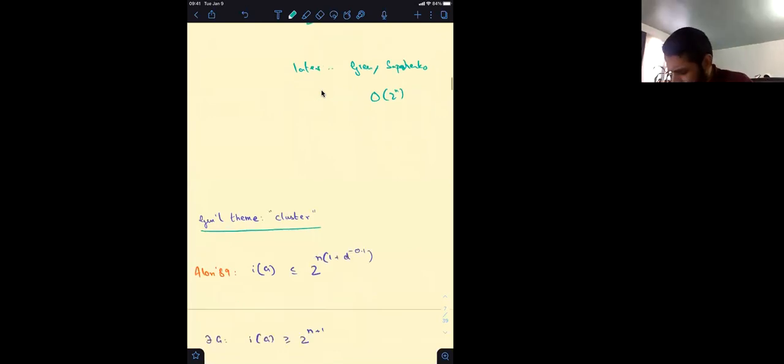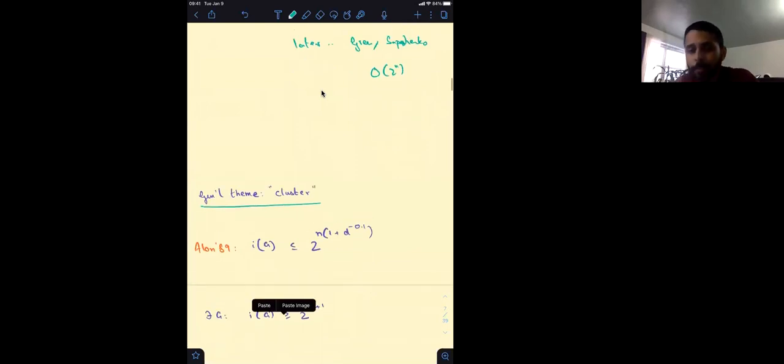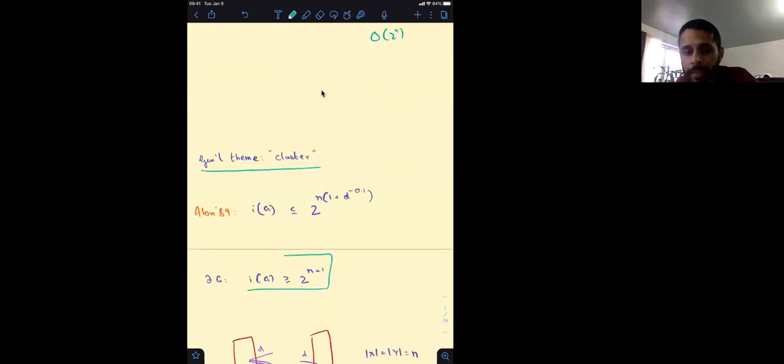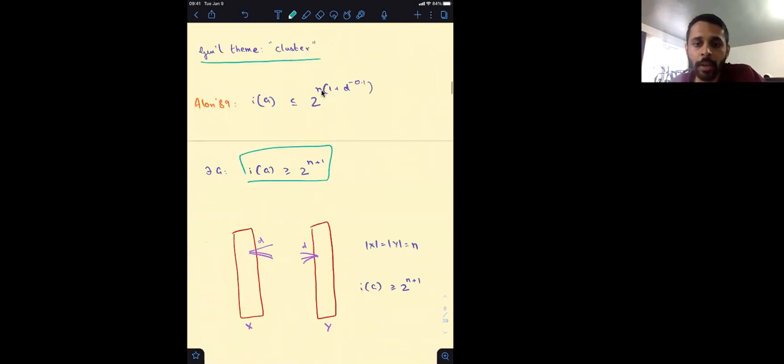And this is the result again by Alon, who shows that i(G) is at most 2 to the n times 1 plus little o of 1. And even here, the lower bound is not very difficult. Just pick a bipartite graph. So G is allowed to be bipartite too. If it has 2n vertices, then each of the parts has n vertices. In particular, every subset of X and every subset of Y is independent. So the number of independent sets is at least 2 to the n minus 1. What's interesting here is that this is tight up to the log scale as d grows.